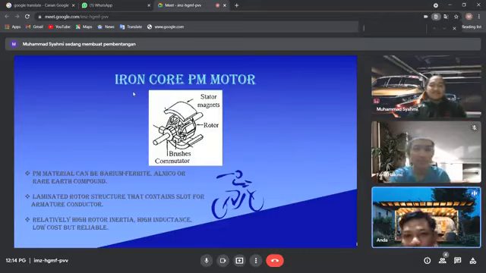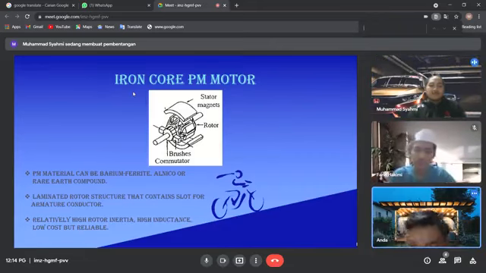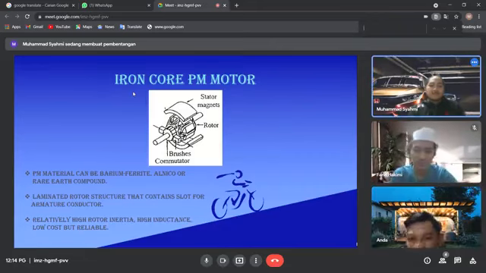This is the iron core PM motor. First, PM material can be ferrite, alnico, or rare earth compound. Second, laminated rotor structure that contains slots for armature conductors. And third, relatively high rotor inertia, high inductance, low cost but reliable.